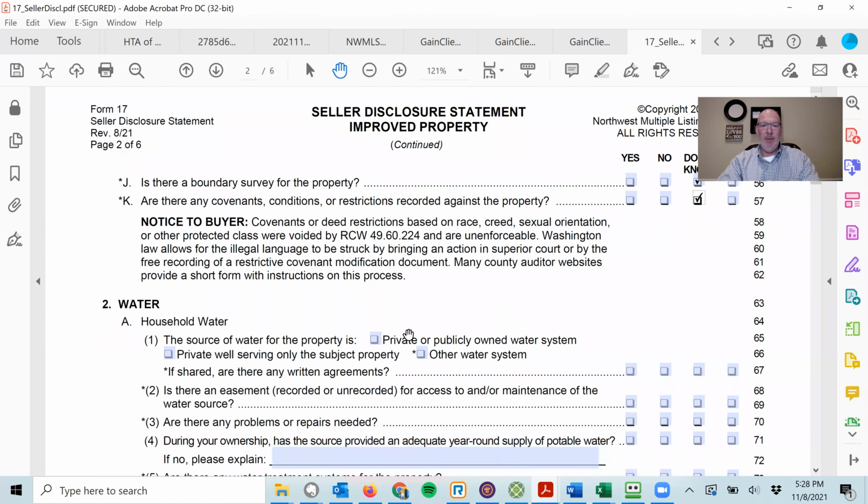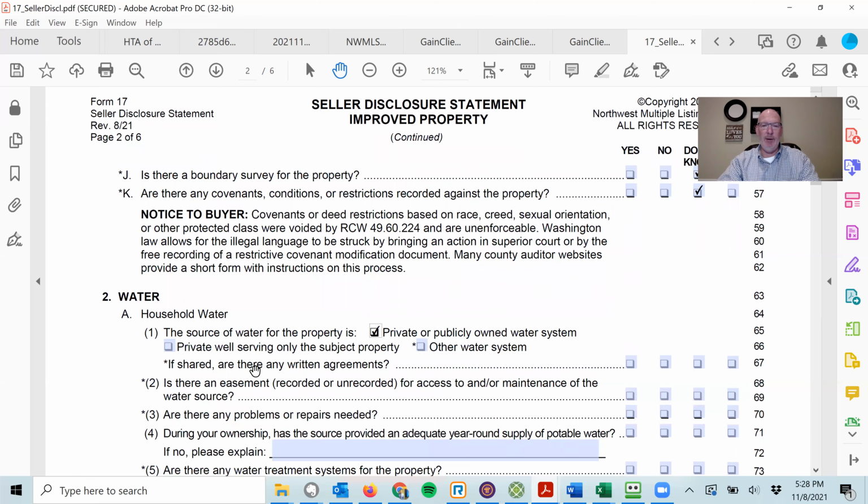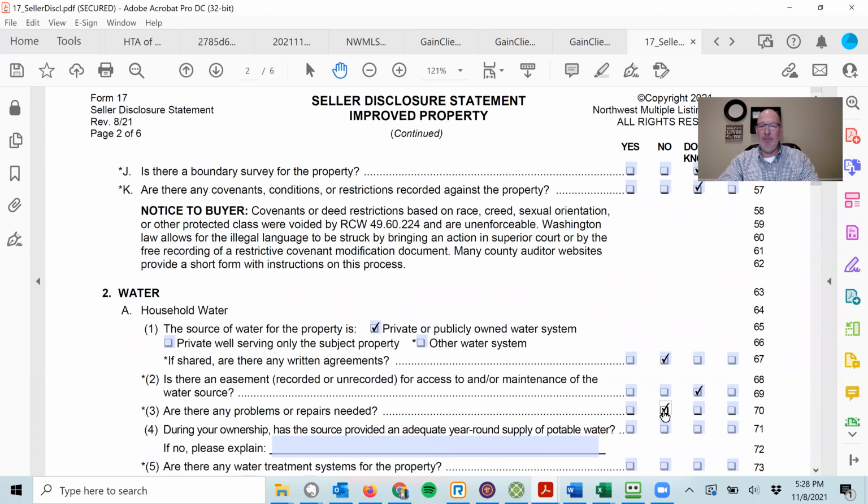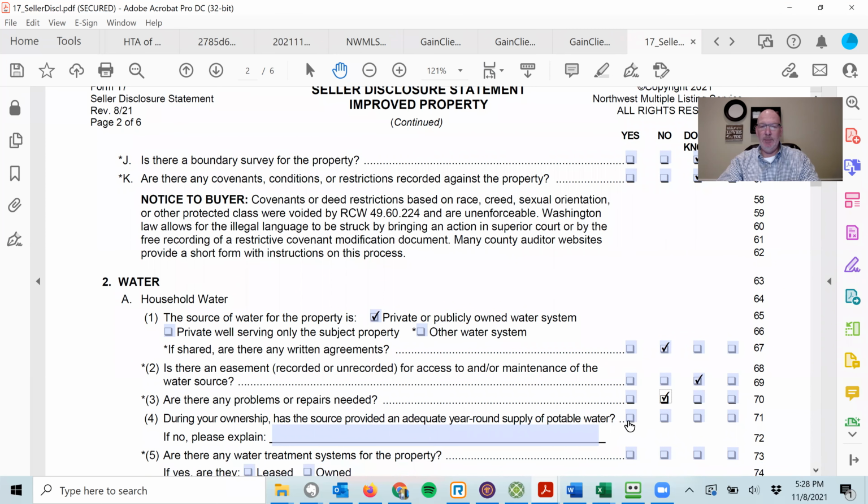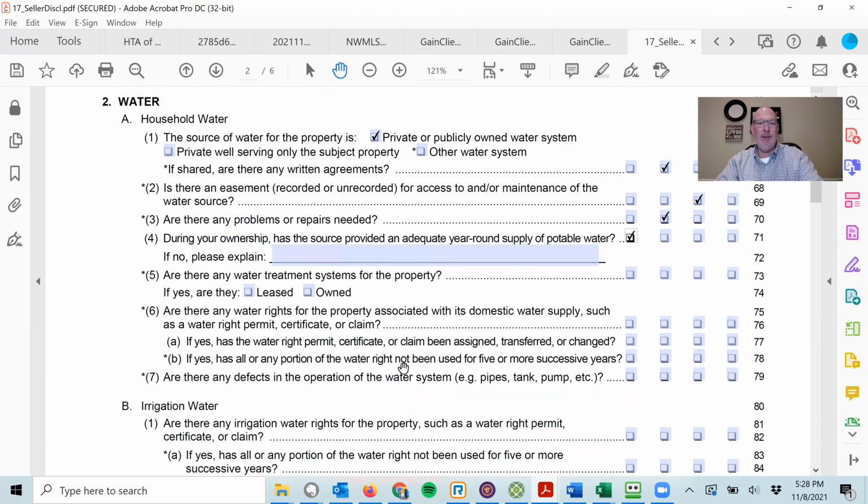Water. Well, we're on public water, right? If shared, are there any written agreements? No, I don't know, whatever. Is there an easement for access and or maintenance? Probably don't know. Are there any problems or repairs needed? Hopefully no. During your ownership, has it provided year-round source of water? This is one where you can say yes, and there is not an asterisk, so there's no further explanation needed.